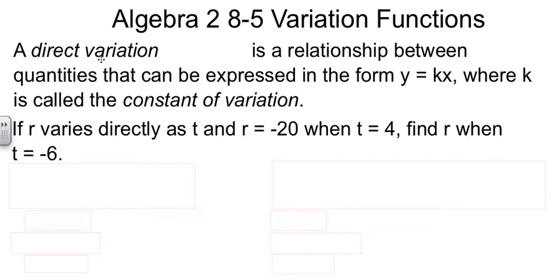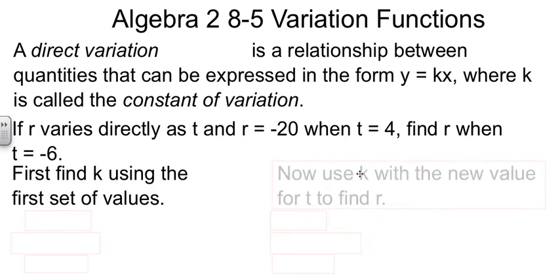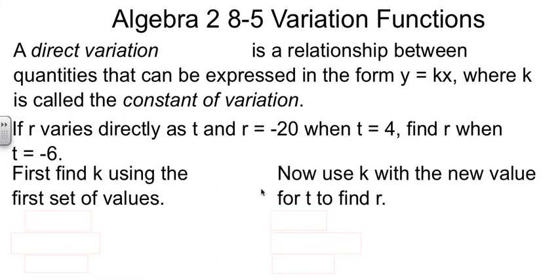The secret to direct variation, folks, is that if x gets bigger, y gets bigger at the same rate. If x goes up, y goes up. If x goes down, y goes down. The secret to these problems is finding k using one set of information, and then after you have that k, use that k to find the new information.